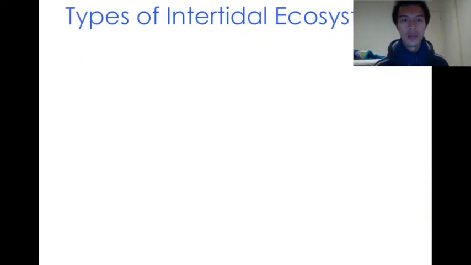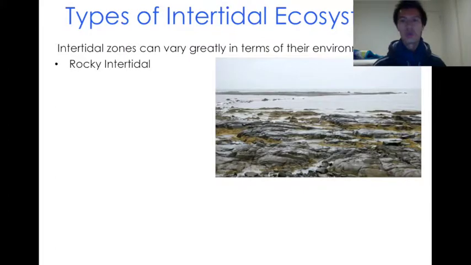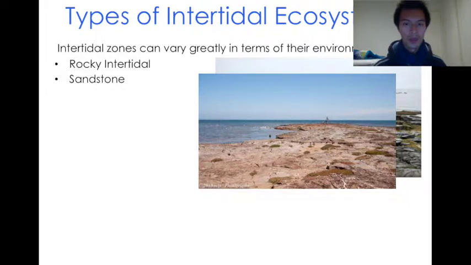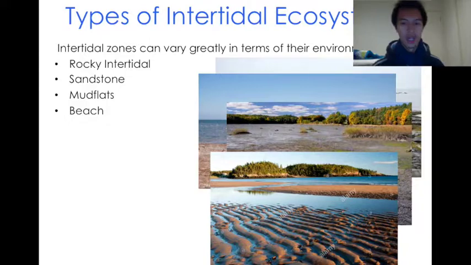Okay. Now, when we talk about types of ecosystems, they can vary greatly in terms of environment. The ones that you normally see are the rocky intertidal. You go there, you pick up your rock pools, you collect shells and things like that. That's the rocky intertidal. But you also have other features such as sandstone, and mudflats, which you sort of see where the mangroves grow and can stretch for hundreds of meters and is really muddy. And also the beach would be considered an intertidal zone because even at the beach the tides would change regularly.